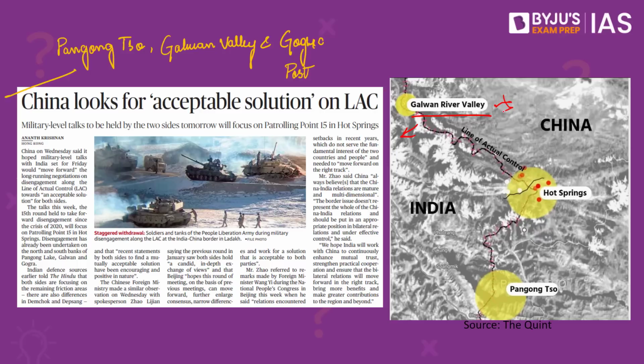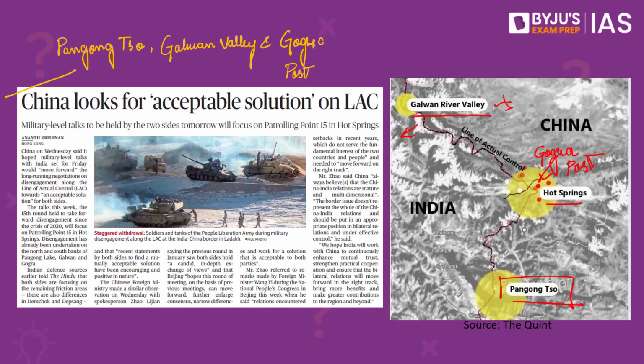Coming to Gogra Post. Gogra Post and Hot Springs are both patrolling points in Ladakh along the line of actual control. And Gogra Post is east of the point where Chang Chenmo River takes a hairpin bend coming to southeast from Galwan Valley and turning to southwest. It is close to Hot Springs. The next point is Pangong So. Pangong So here is located in the Union Territory of Ladakh. This is the world's highest saltwater lake.